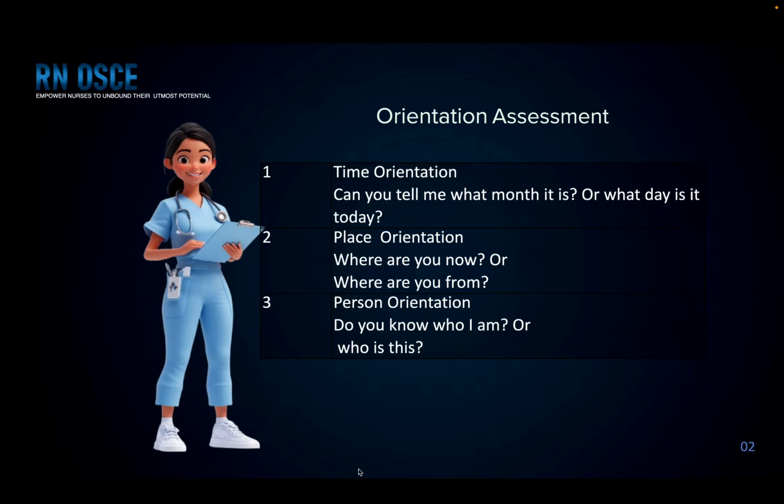Place orientation: ask, where are you now, or where are you from? And for person orientation, ask, do you know who I am, or who is this? If they identify you as a nurse or recognize others appropriately, mark it. Usually, patients will look at you and initiate conversation during your introduction, which gives clues to their orientation level.